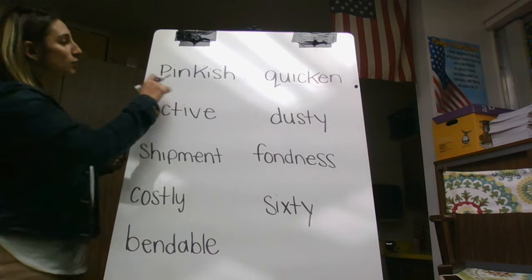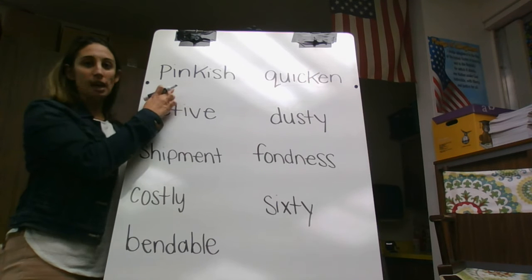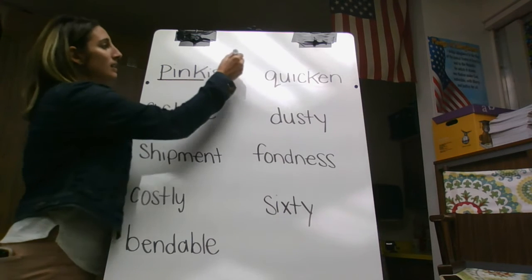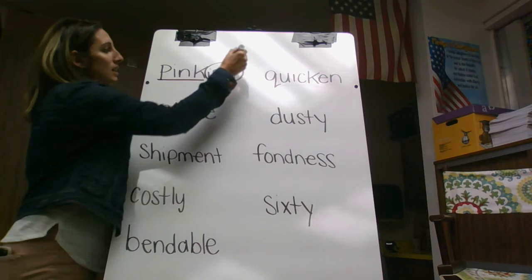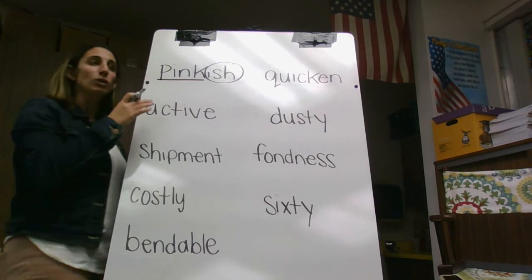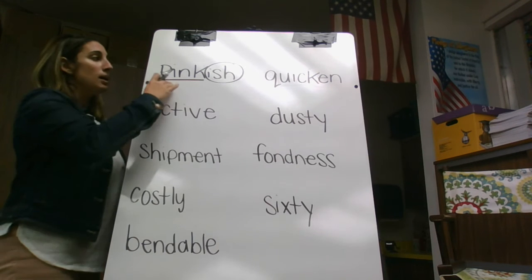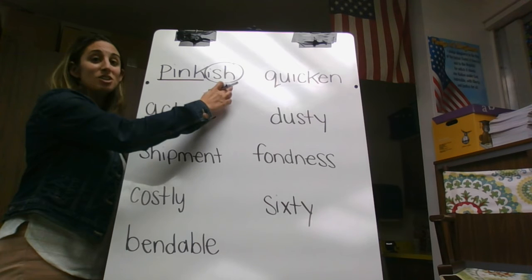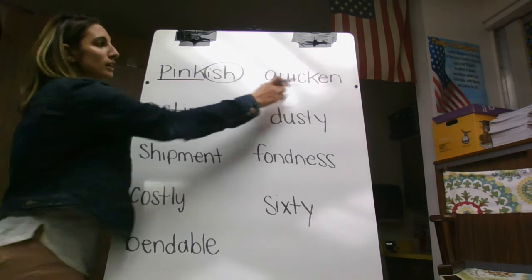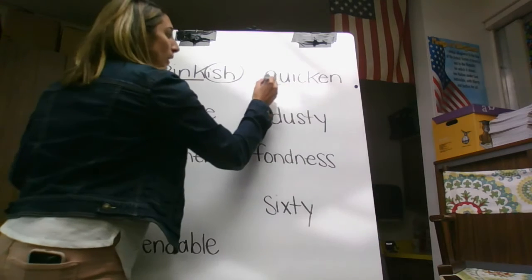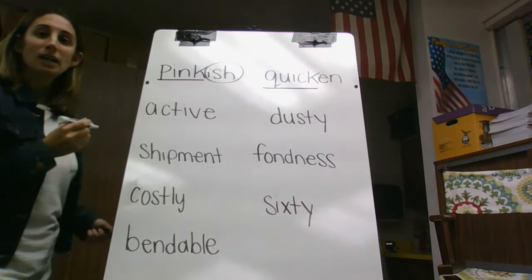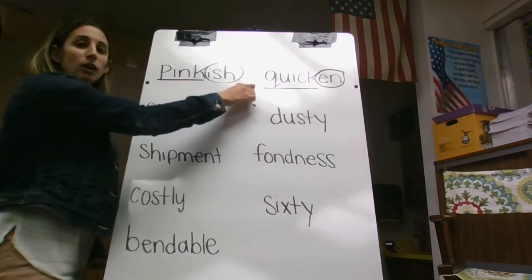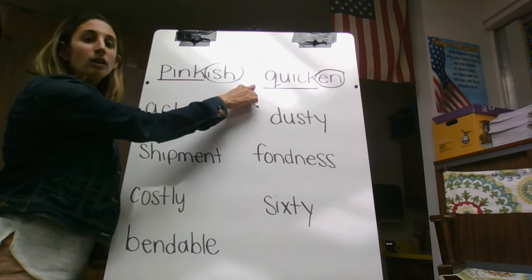So this first word, what's my base word? Say it. Pink, right. Suffix, ish. Good. So when we read the word, we're going to go like this. Base word, pink. Whole word, pinkish. Got it? Let's move over here. What's my base word? Quick. What's my suffix? en. Base word, quick. Whole word, quicken.